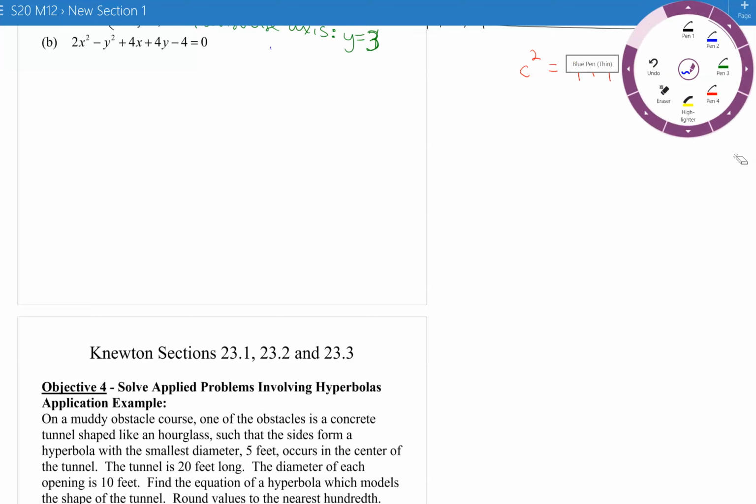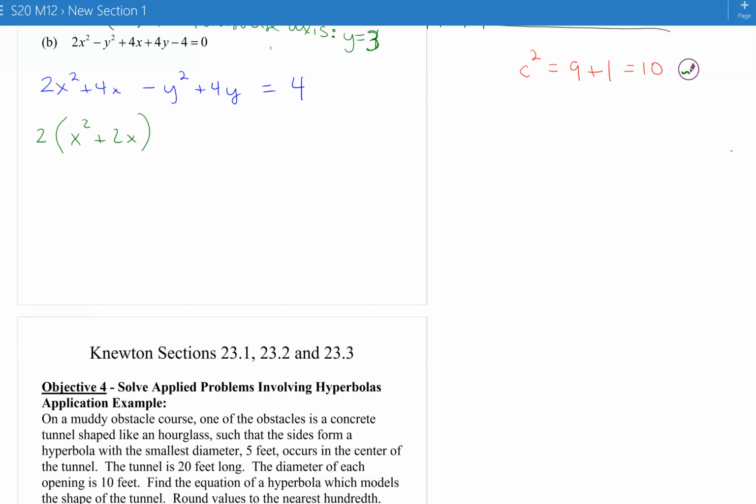So I have 2 times x squared plus 2x. Then I'm going to factor out the minus, and that will give me y squared minus 4y because I'm factoring out negative. So then let's see what we need to put inside the parentheses to complete the square. So I take the 2, cut it in half, that's 1, square that, and add that much. But then notice that you've actually added 2 because you have a multiplier of 2 in the front.